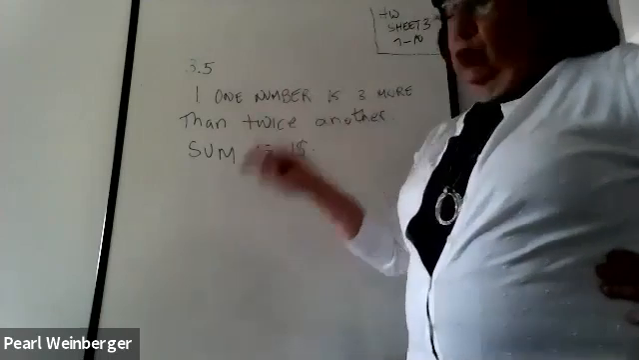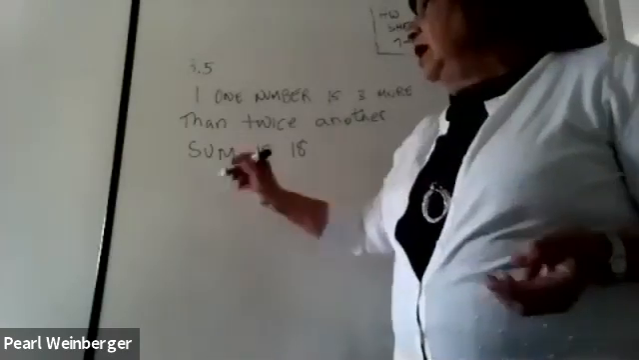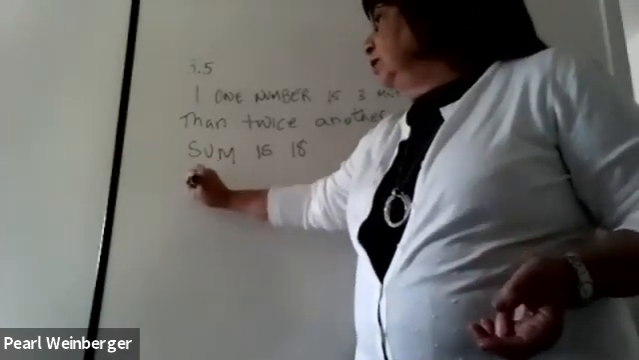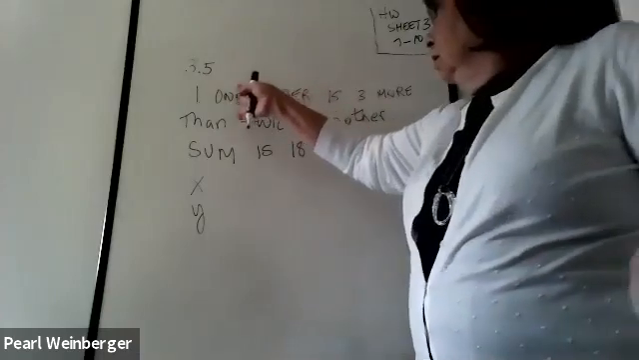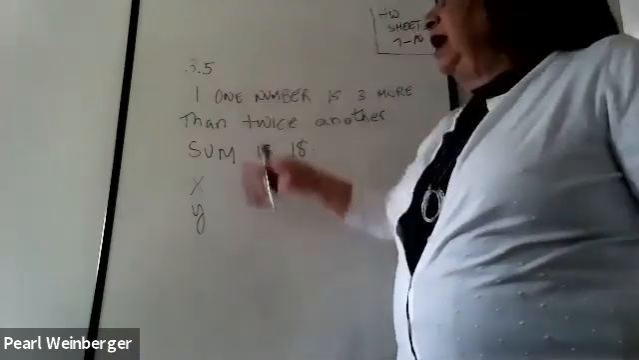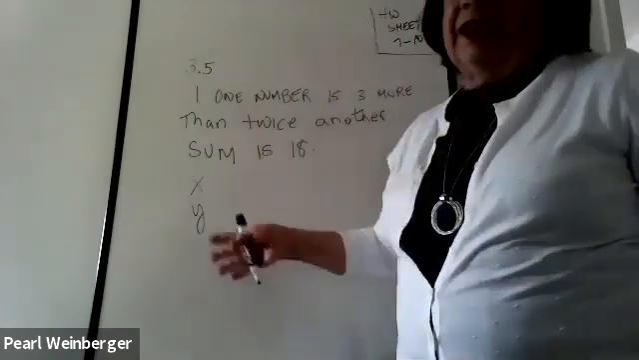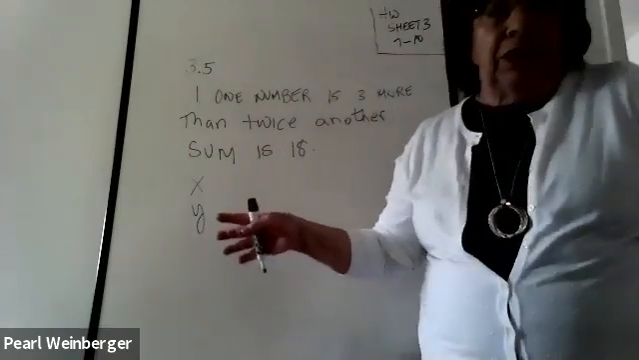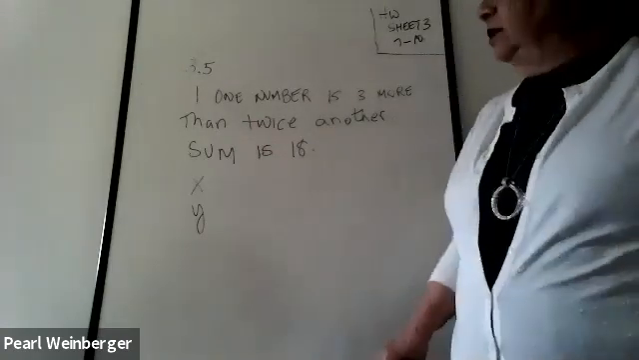Decide what your variables are going to be. Remember, you have 2 facts, you need 2 variables. I'll call my variables X and Y, but you could call them F and S for first and second. You could just use any 2 letters you want. I tend to like to use X and Y's.